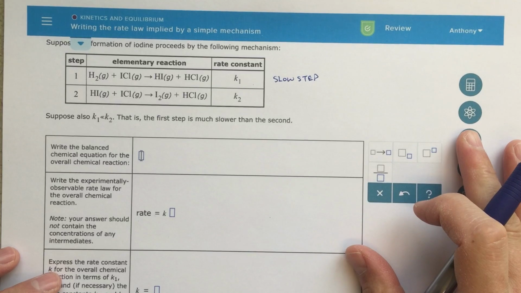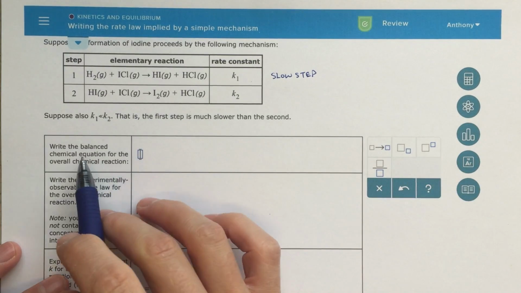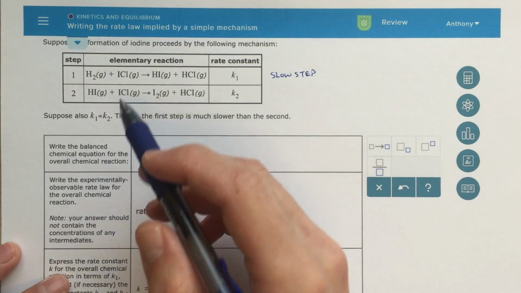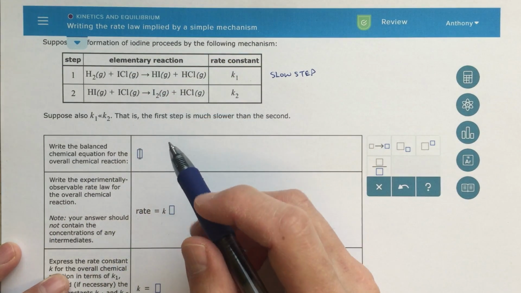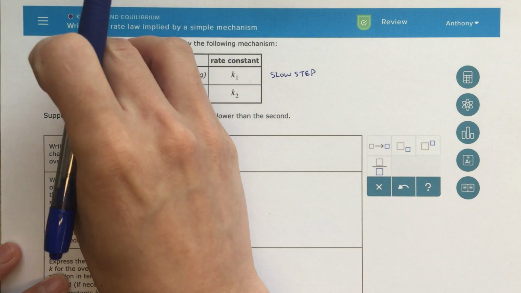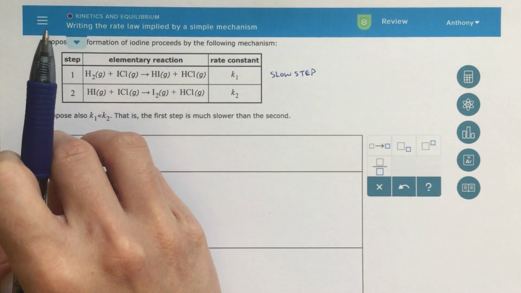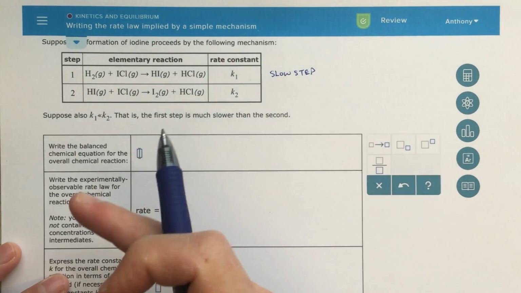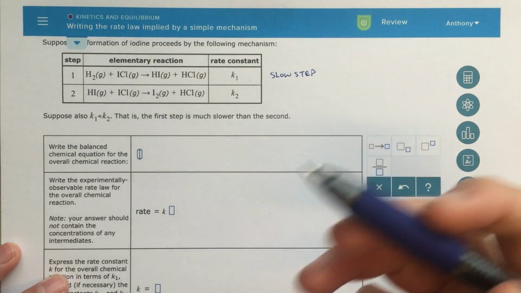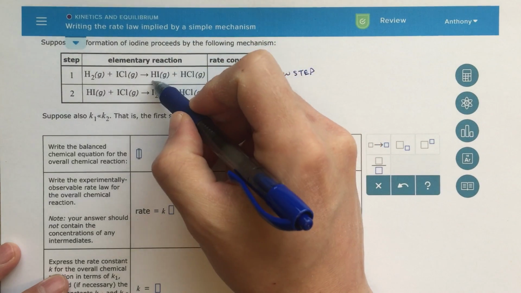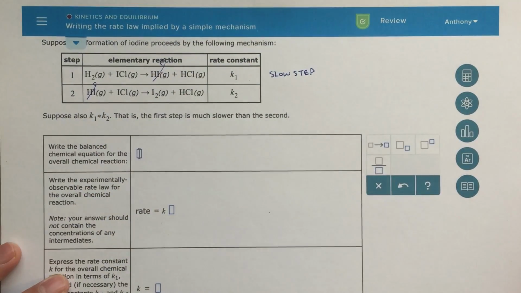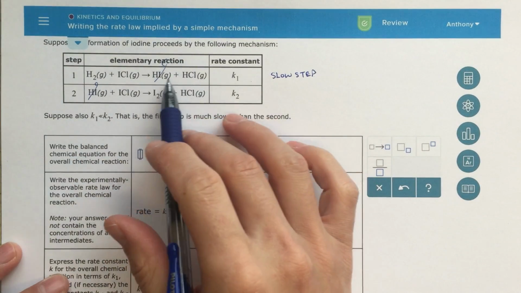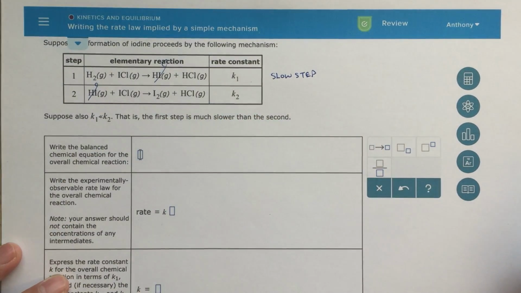So the first thing that we're supposed to do says, write the balanced chemical equation for the overall chemical reaction. So this is just asking us to add these two equations together. One way to think about it is you take everything from the left-hand side, bring it down, everything from the right-hand side, bring it down, and then cancel out anything that shows up on both sides. I'm going to do the canceling out first, so I can see that HI shows up on both sides. So HI is my intermediate. That's what we'd call a reaction intermediate. It's produced in the first step and then it's consumed in the second step.